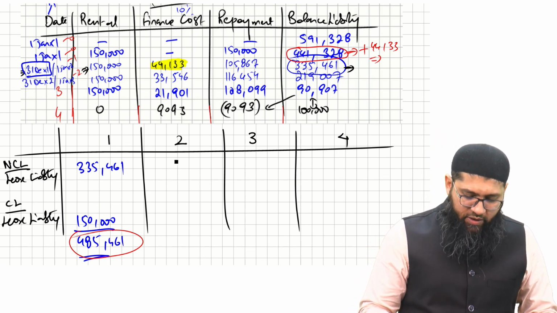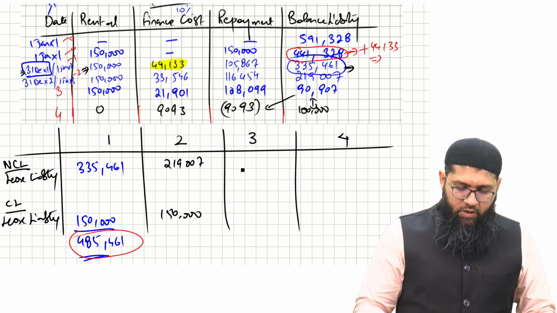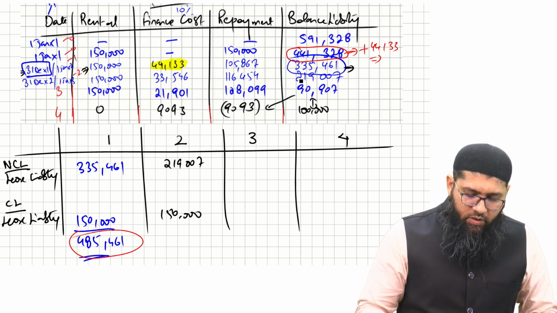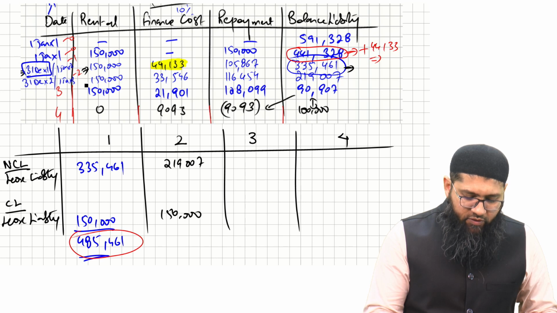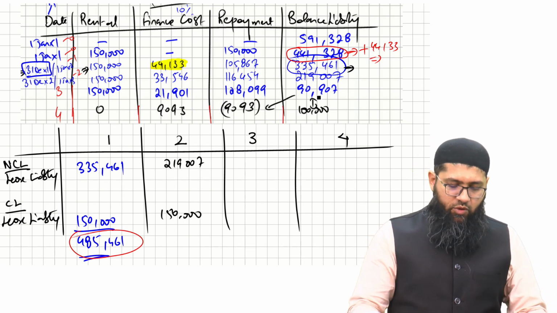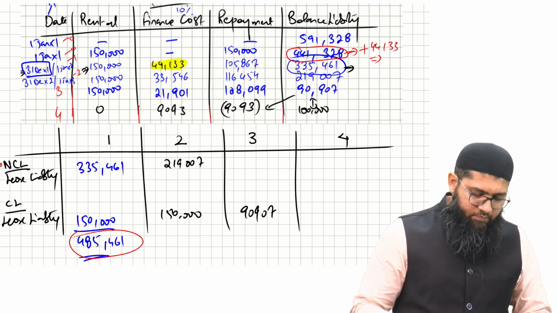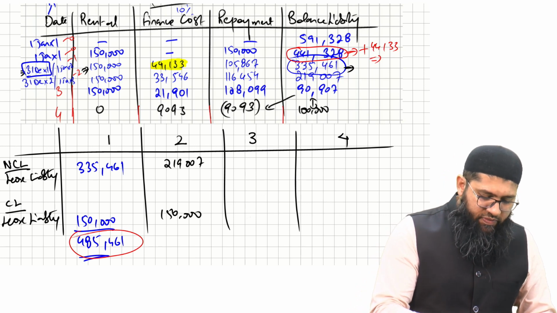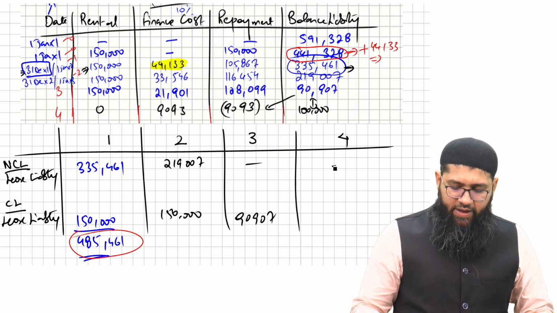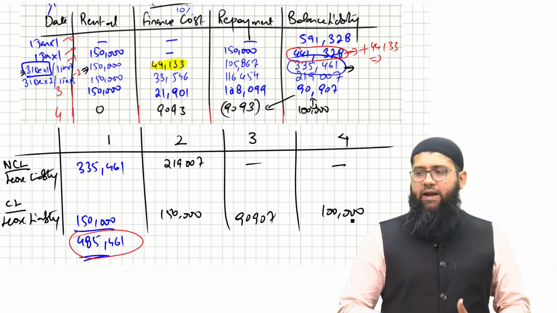Now what's going to happen for the next one? 219,007, 150,000. What about the third one? For the third one, what is actually going to happen is that time period 2 has happened. So for time period 2, we needed this one, so we did this one, right? Now for time period 3, at the end of year 3 you would have 90,907, and this is going to be the current liability, and at the end of year 4, you would have 100,000 as the current liability. That's how things are going to be. Kindly look at it and let me know if this is okay.